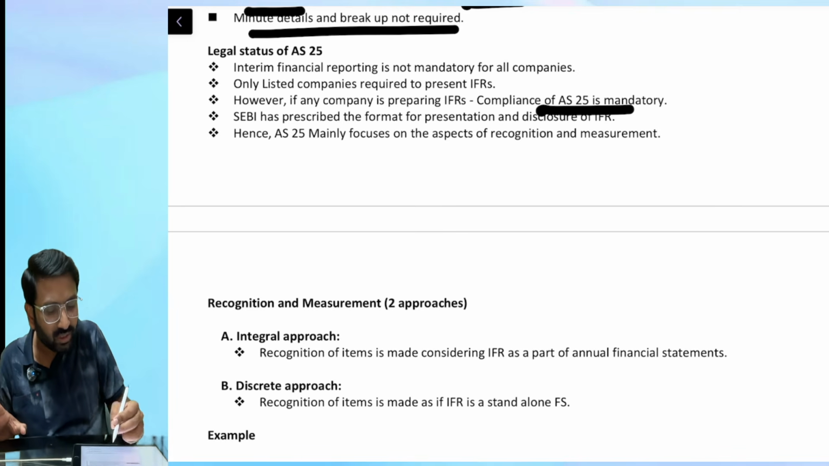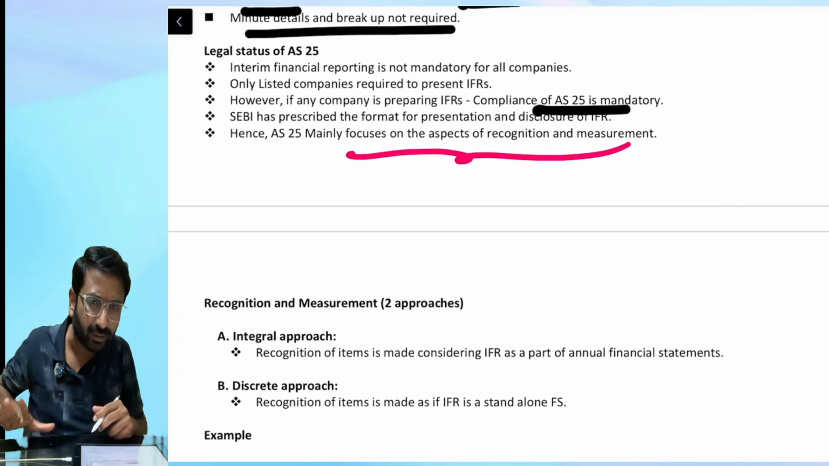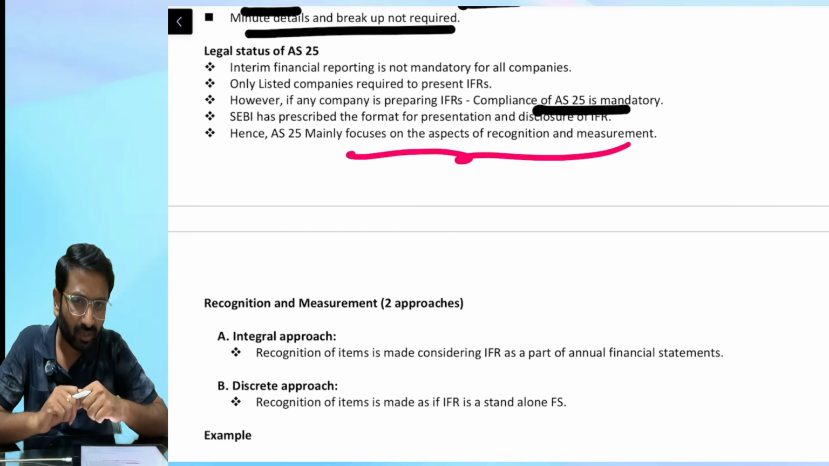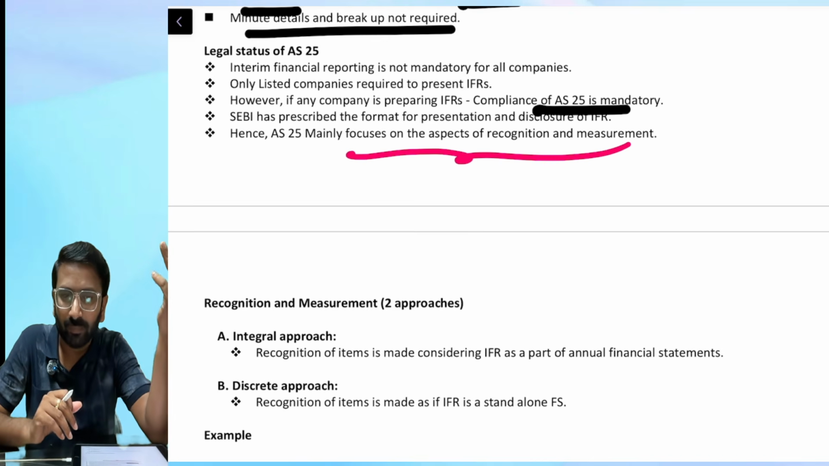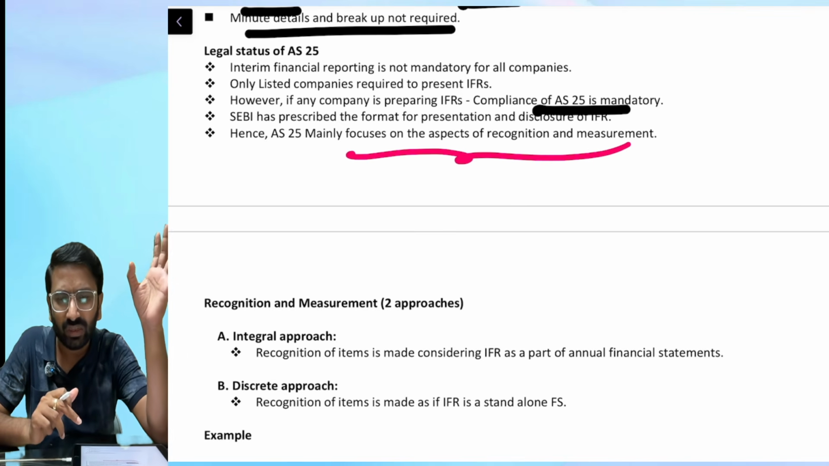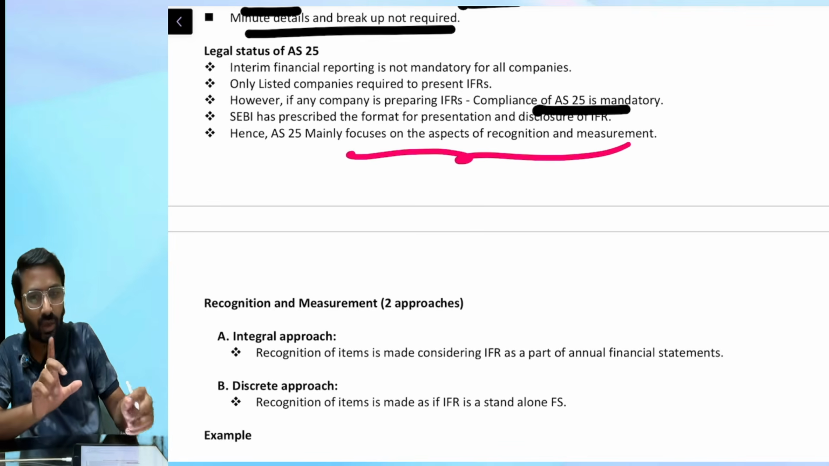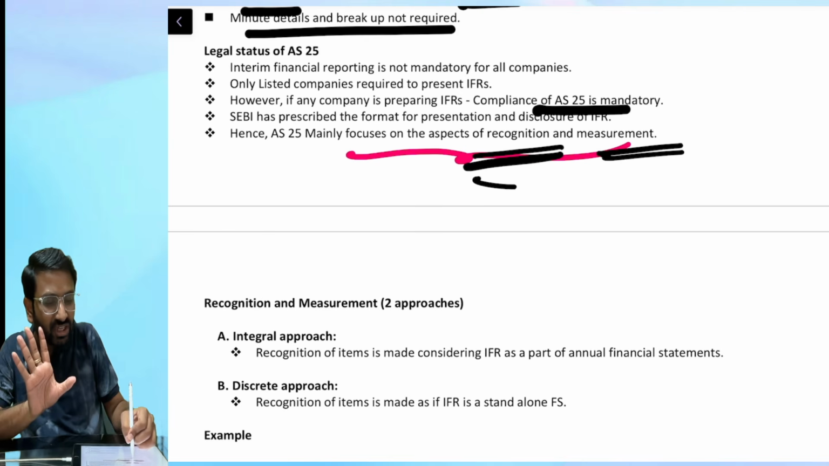Okay. And this accounting standard 25 mainly focuses on two different aspects. One is recognition, the other one is measurement. You take any accounting standard, there are 4 different aspects we normally deal with. Can I say recognition, measurement, presentation, disclosure? Now let's say accounting standard 1. The main focus is on what? Disclosure. Accounting standard 2, valuation of inventory, measurement. Accounting standard 13, valuation of investment, measurement. Any standard you discuss will be focusing on recognition, measurement, presentation, and disclosure. Now, this accounting standard 25 mainly focuses on recognition and measurement. These are the two aspects covered.